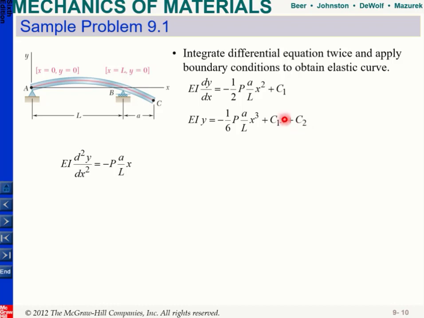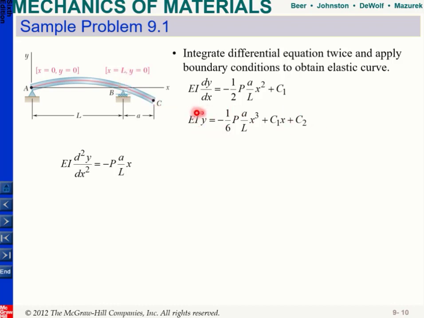Okay, and next I need to determine these two constants. And from the question, what I know is that since A is a pin and B is a roller, there is no deflection along the y-axis. Which means that y at x equal to 0 and y at x equal to L should be equal to 0.